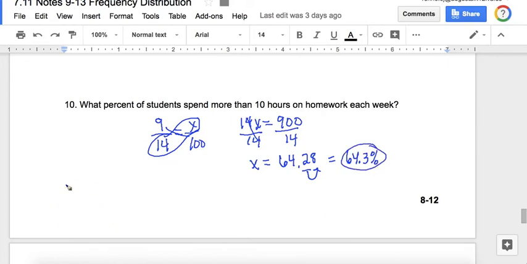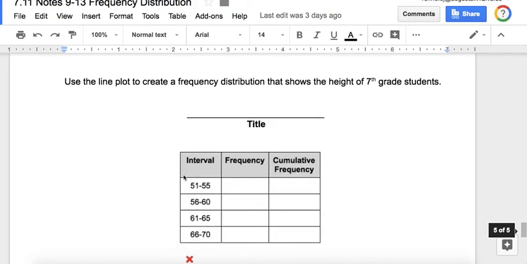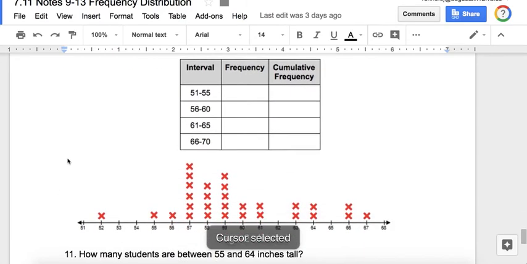Okay, let's move on to the last page, and we're going to look at line plots. It says, use the line plot to create a frequency distribution that shows the height of 7th grade students. So we're going to write the title, which is Height of 7th Graders. Now I'm going to scroll down, so hopefully you wrote down the title, so we can see the line plot and the frequency table at the same time. There we go.